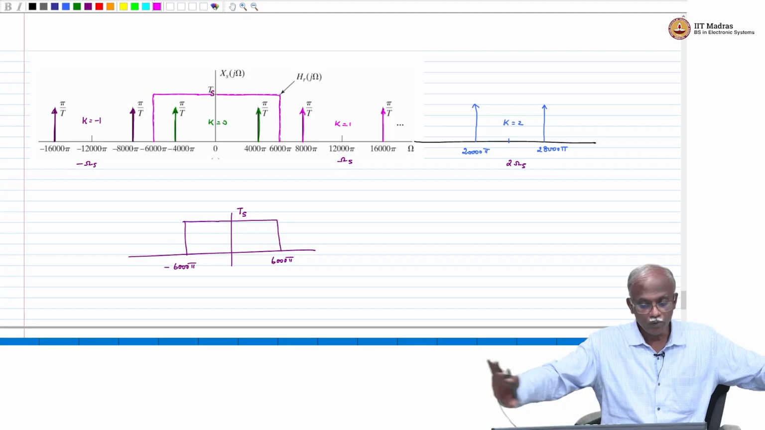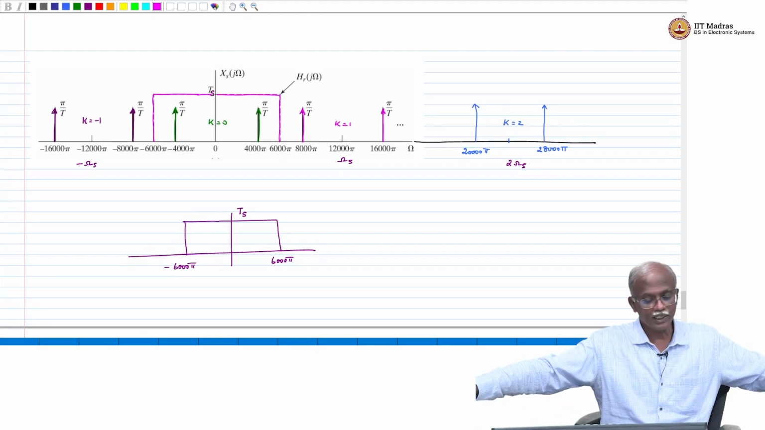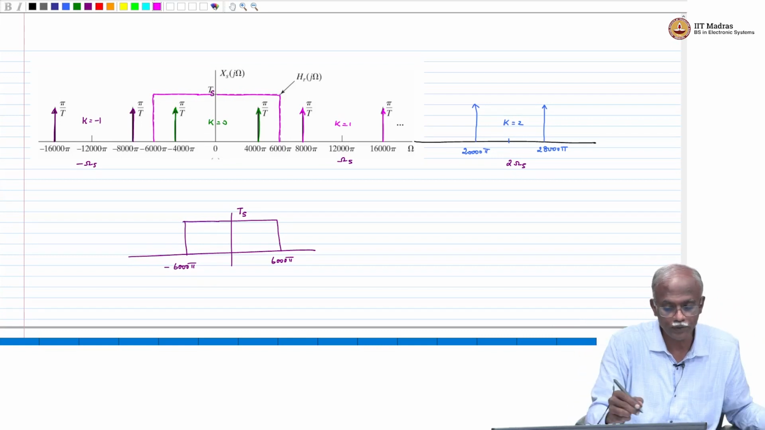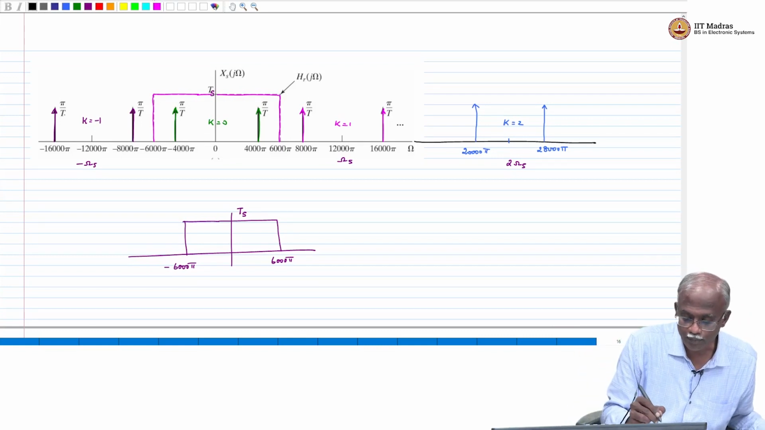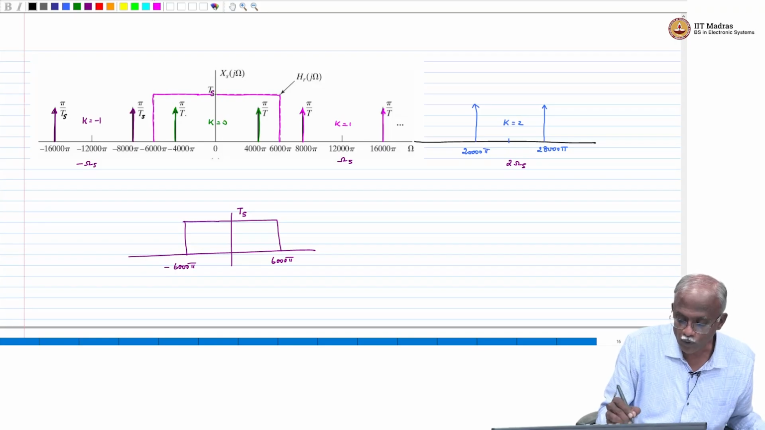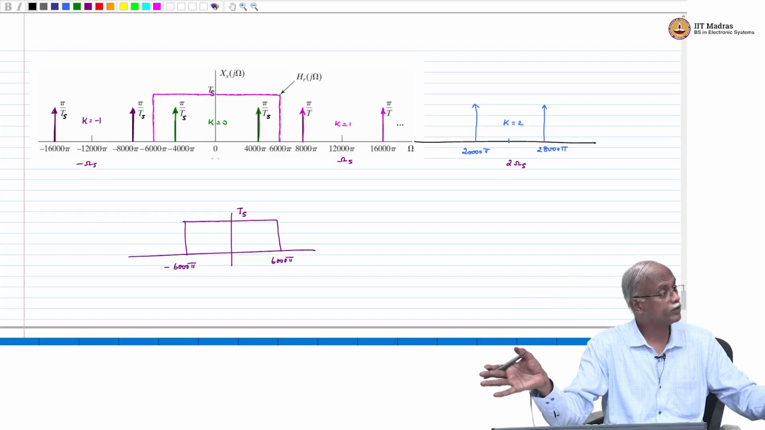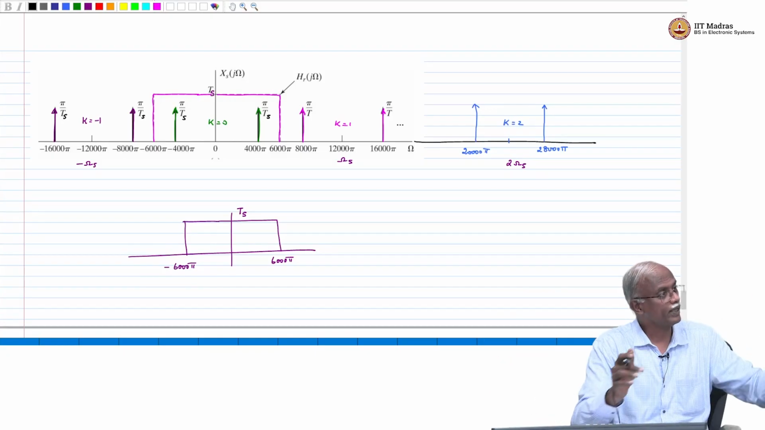What will it do? It will remove all the unwanted copies of the signal. It will scale your signal back to the correct value, and what you will then be left with is two delta functions, one at minus 4,000 pi and one at 4,000 pi. If you combine them, you will get back the original signal.